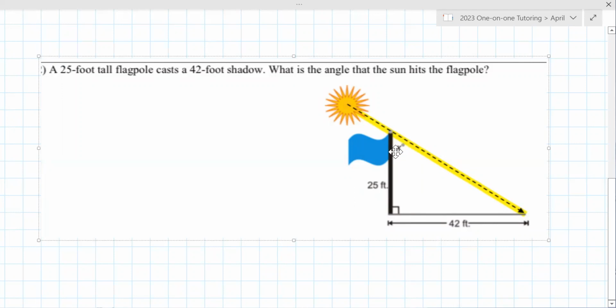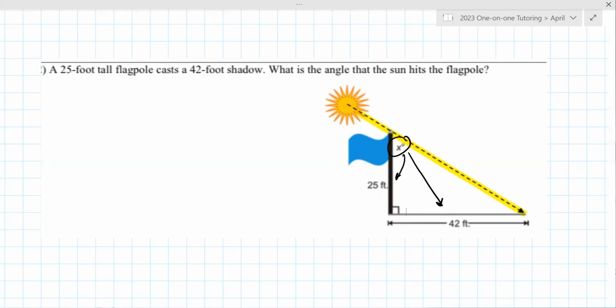This is, again, one of those sine, cosine, tangent problems. You have to decide relative to this angle here, what is 25, what is 42? It's adjacent and opposite again. The tangent. So this time it's tangent of X, we don't have the angle, equals opposite 42 over 25. This one's different because you're now solving for an angle.